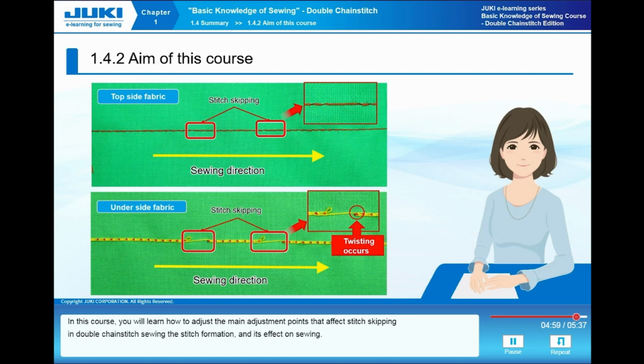In this course, you will learn how to adjust the main adjustment points that affect stitch skipping in double chain stitch sewing, the stitch formation, and its effect on sewing. In particular, skills must be acquired to fix stitch skipping, which is a sewing problem likely to occur in double chain stitch sewing, and the skills to deal with sewing problems that occur in real-life sewing.